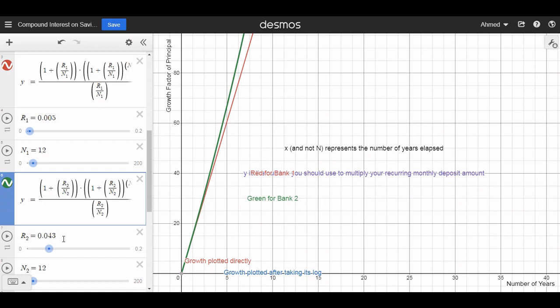interest rate is here? Yes, it's 4.3%, which is represented as 0.043. Now, the amount of money in the account is going to grow exponentially.